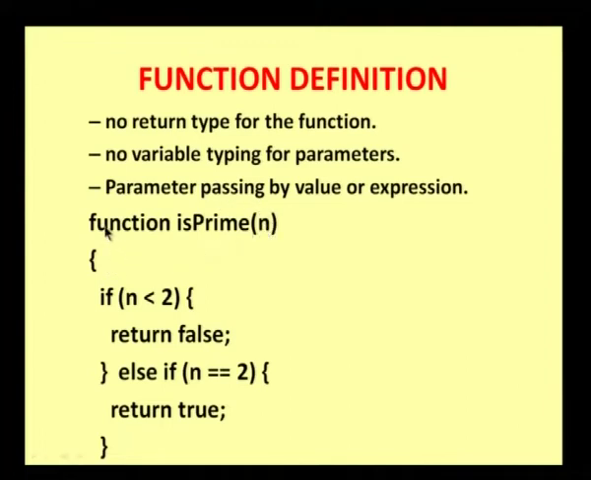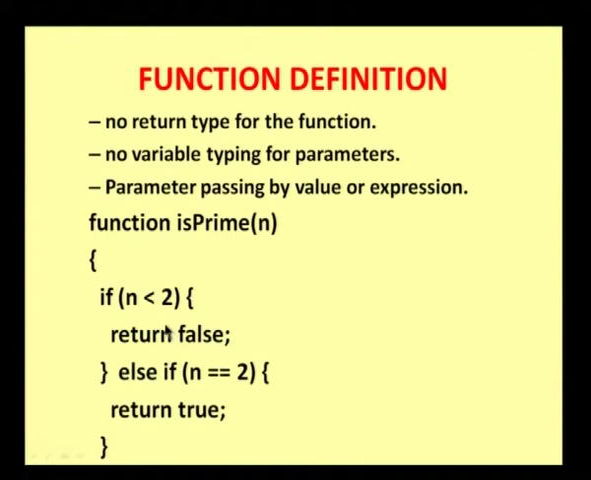For example, this is a function which returns a boolean value, true or false. We are checking whether it is a prime number or not. So if n is less than 2, return false. So it will come out of the function. Return is a statement which returns something.